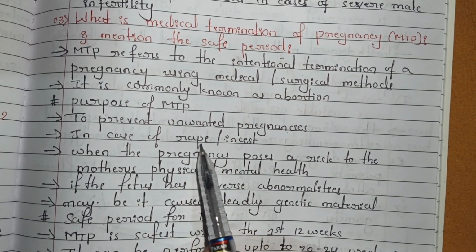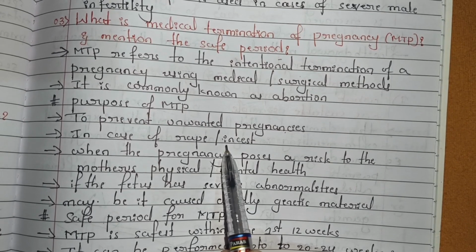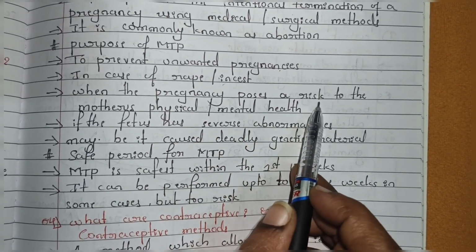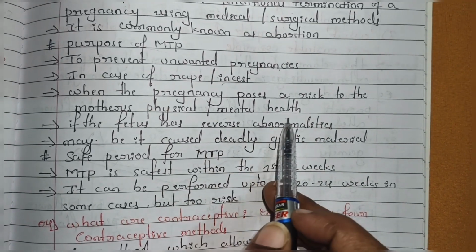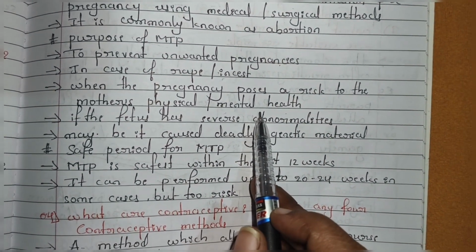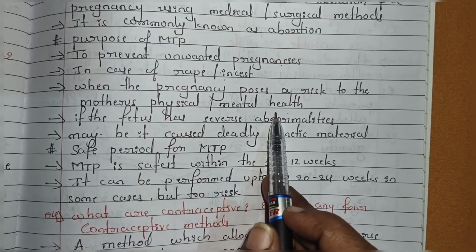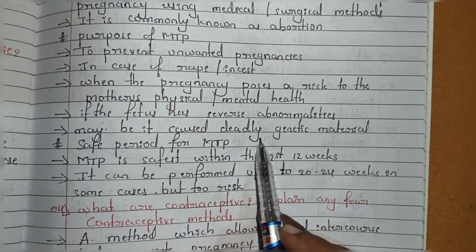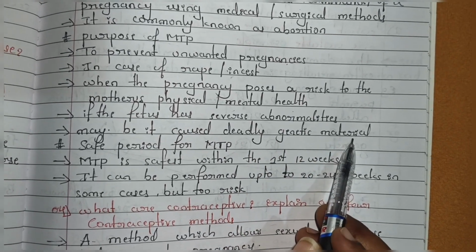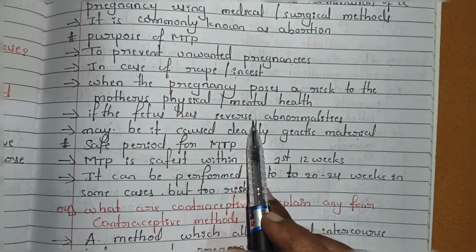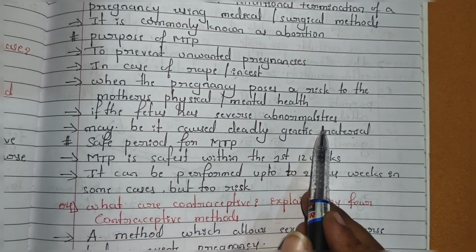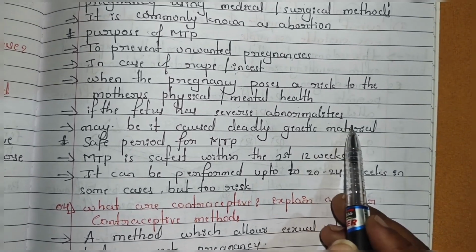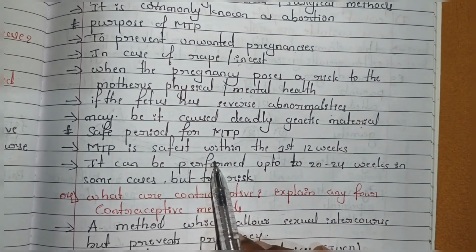The second is in case of rape. Next, when the pregnancy poses a risk to the mother's physical or mental health, in that case they can remove the fetus. If the pregnancy is caused by a genetic disorder, they can remove the fetus. And if the baby has a severe abnormality, such as a hole in the heart or poorly developed organs, in such cases they can remove the fetus.